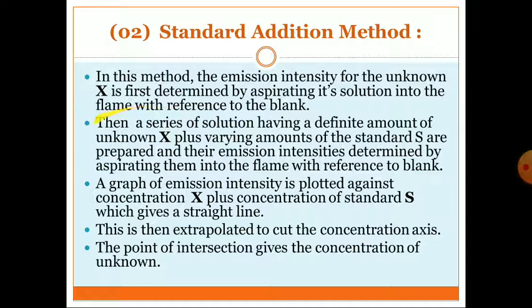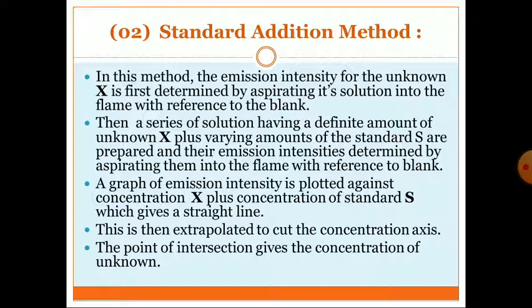Then a series of solutions having a definite amount of unknown x plus varying amounts of the standard s are prepared, and their emission intensity is determined by aspirating them into the flame with reference to blank. That means, see the second step. Up to the second step, what is the first step?